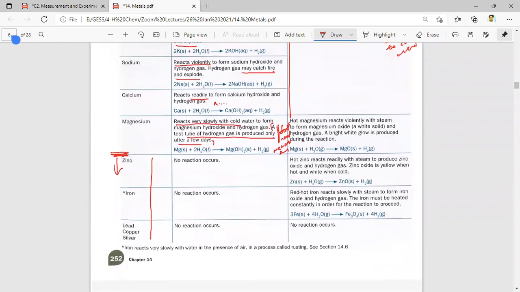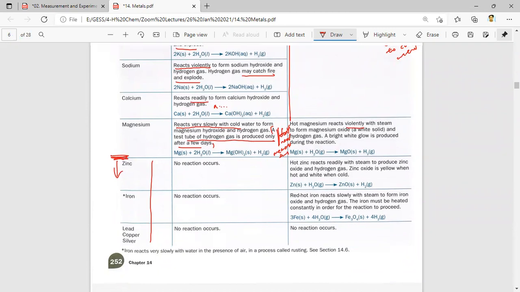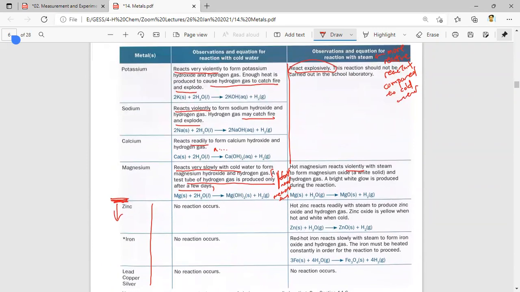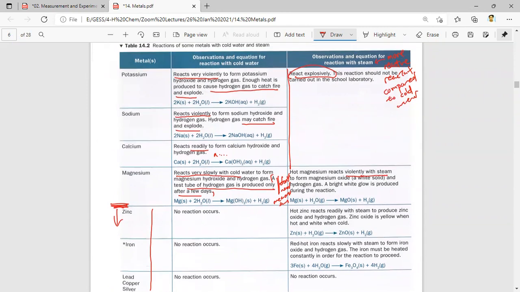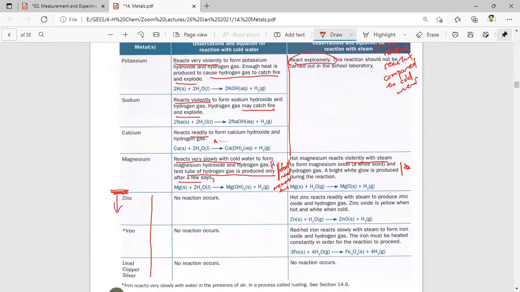So you realize, oh, magnesium this time around reacts violently. Previously it was very slowly with cold water, as you can see on the left hand in the second column, but now it is reacting violently with steam. Now I need you to take note. If ever you're asked to describe how magnesium reacts with steam, you are expected to know how to write this. Not just in terms of the product, the white solid form, you're also expected to know that a white, bright glow is going to happen. So do take note of this.